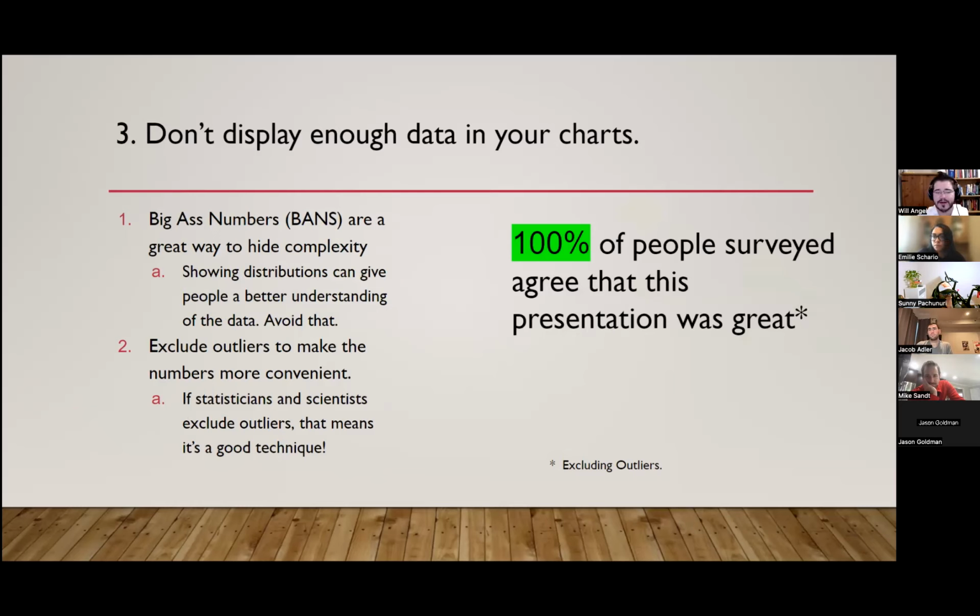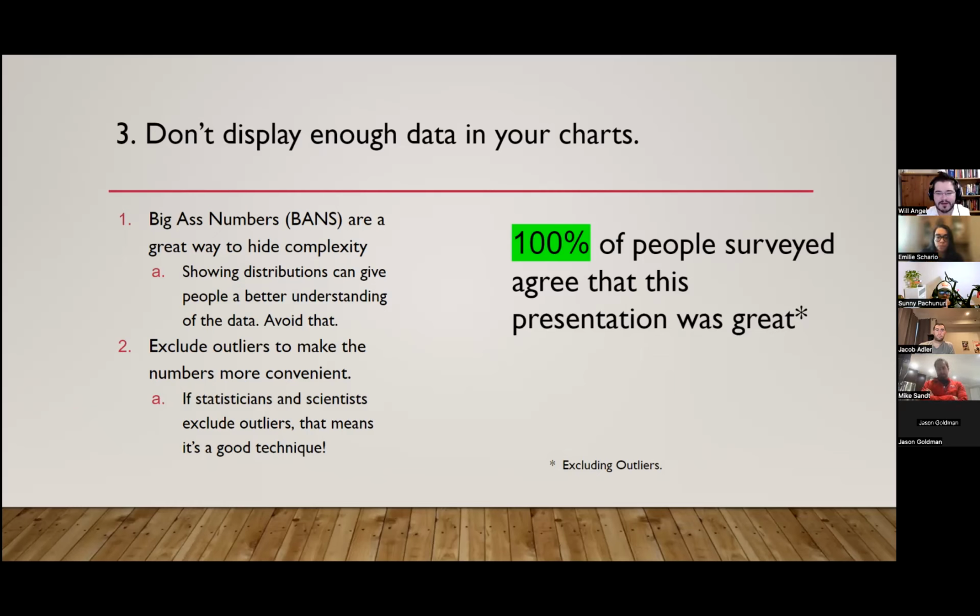Those big numbers are a great way to hide complexity. If you show a distribution, people get a better understanding of the data, which means your presentation will be better. And again, this is about doing the worst possible presentation. So don't show distributions, just try and summarize everything as much as possible. And if you have inconvenient outliers, just exclude them.